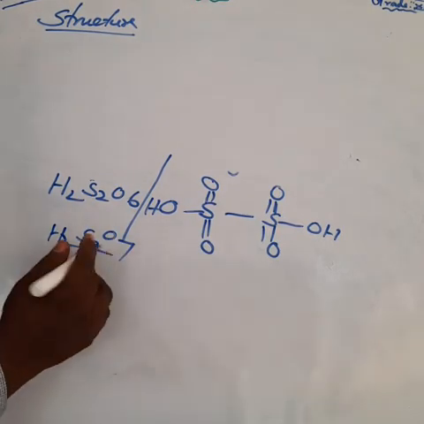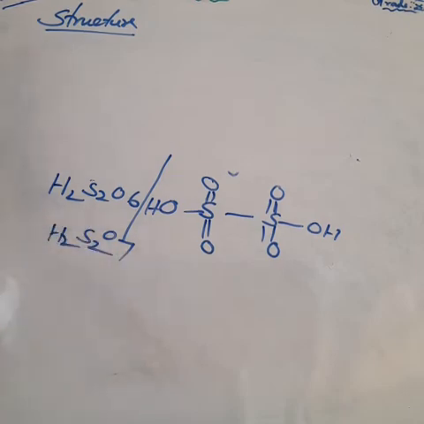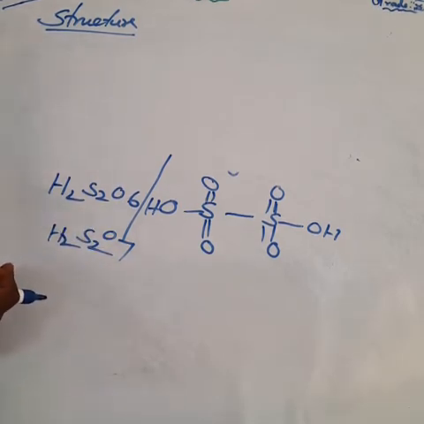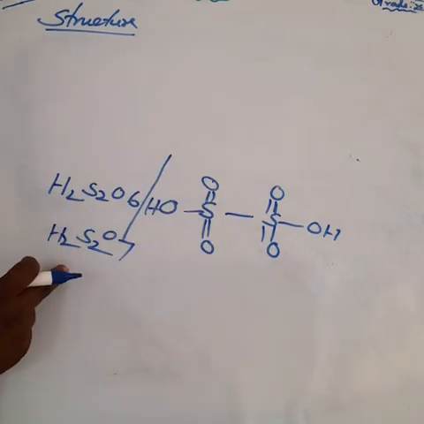What is before we learn? Dithionic acid. What is the formula? H2S2O6. What is the formula of thiosulfuric acid? H2S2O3. Dithionous acid, H2S2O4. Disulfurous acid, H2S2O5. Dithionic acid, H2S2O6. Disulfuric acid, H2S2O7. Otherwise, pyrosulfuric acid, H2S2O7. That is 2 hydrogen, 2 sulfur, 7 oxygen.